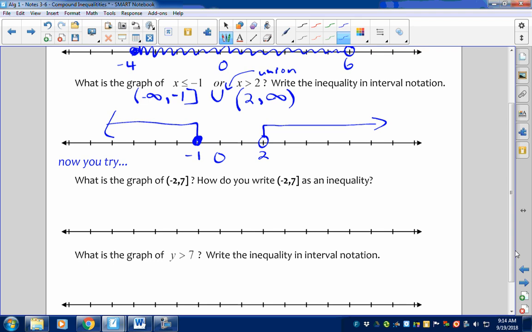What about here? The graph of (-2, 7]. So we'd have negative 2 right here. 1, 2, 3, 4, 5, 6, 7 here. Open circle at negative 2. Closed circle at 7. And we would shade everything in between. And if the everything in between is represented by x, x has to be bigger than negative 2, but less than or equal to 7.